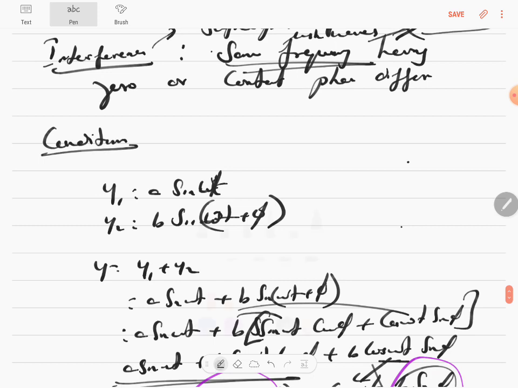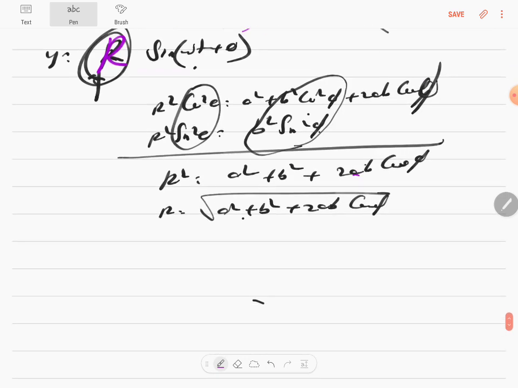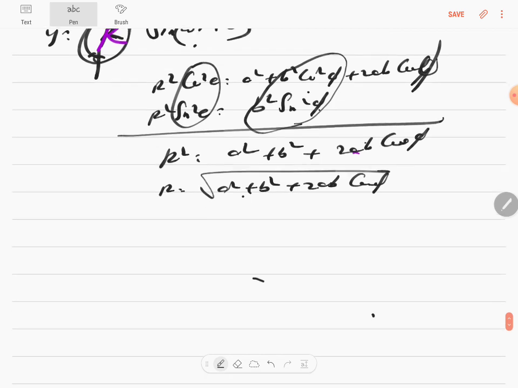What were the original amplitudes? The original amplitudes were small a and small b. After they superimposed, they got a big wave with a resultant amplitude r, which is the root of a² plus b² plus 2ab cos φ. Now let's study this, okay?